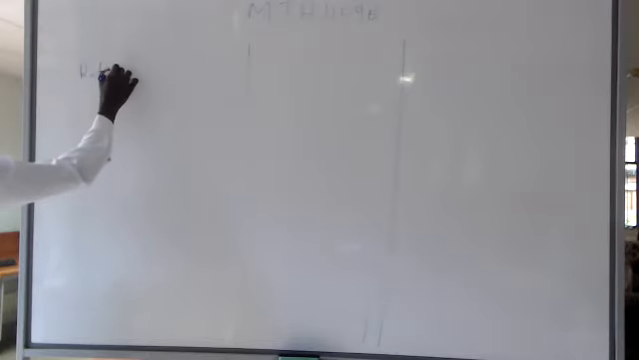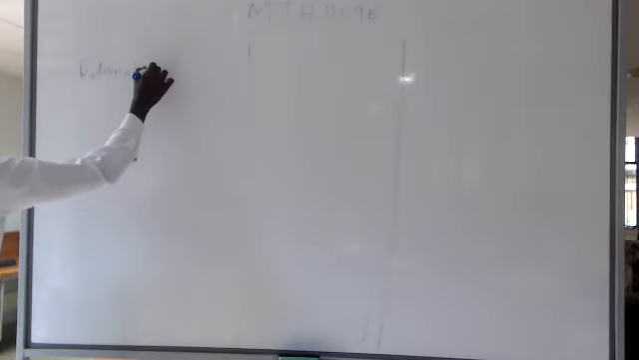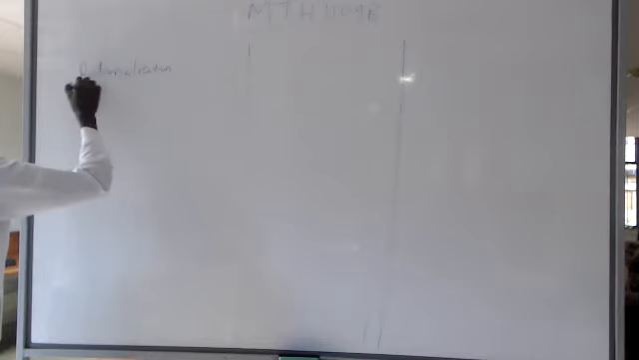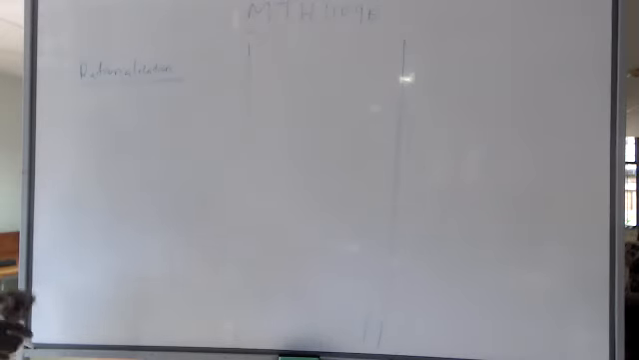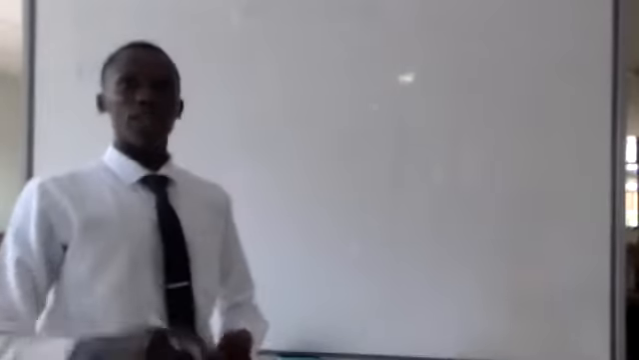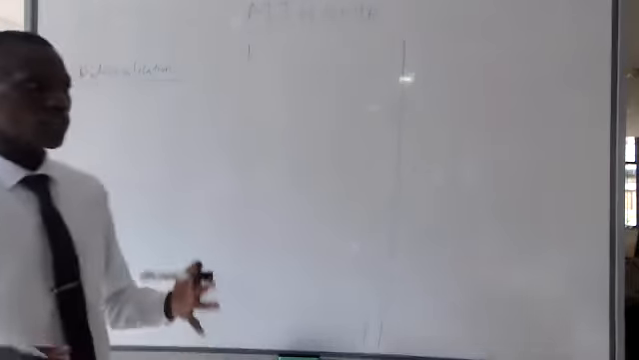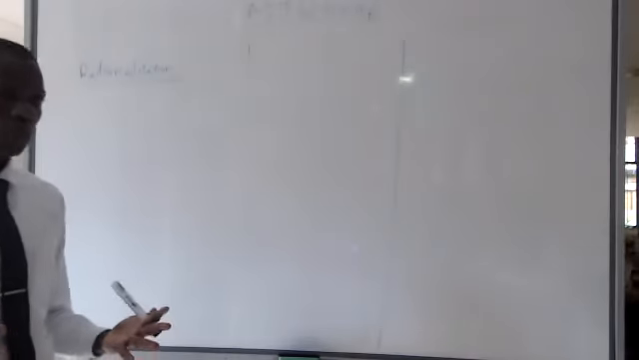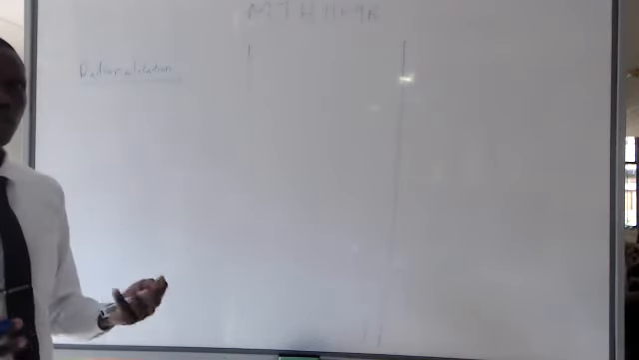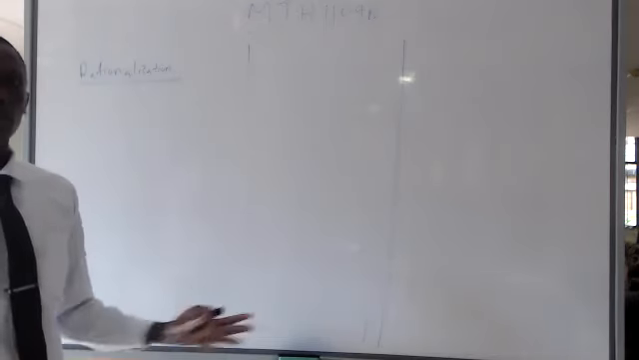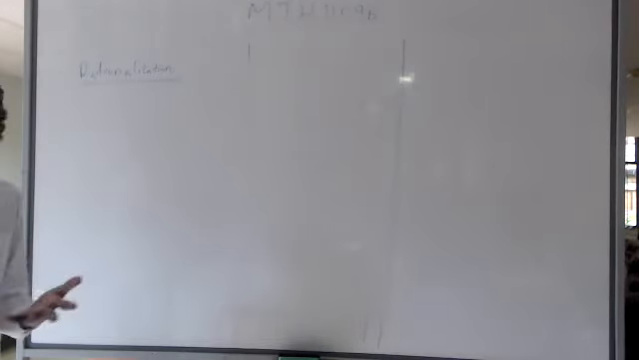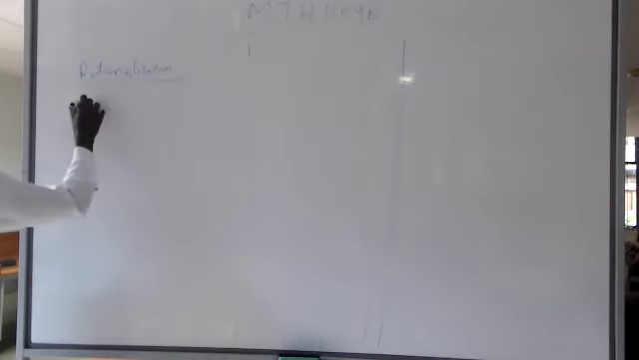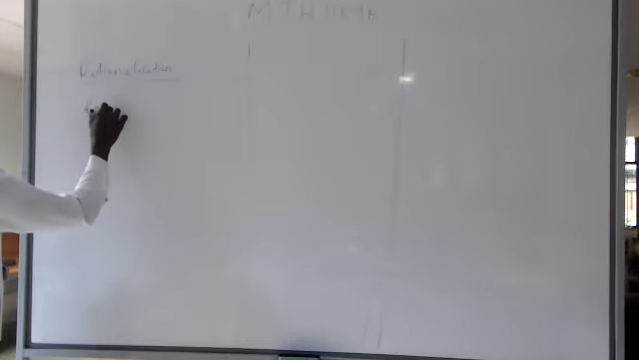Rationalization. So to rationalize simply means to make an expression rational. We have done rational numbers. So these are numbers which can be expressed as fractions, and when you express them as decimals, they terminate. They're not like pi or the roots of prime numbers. So let us start with the rationalization of the numerator.